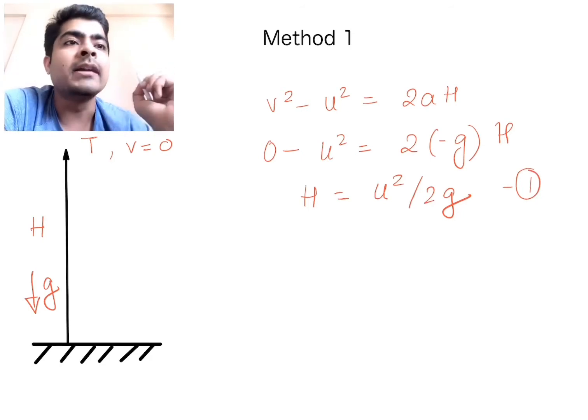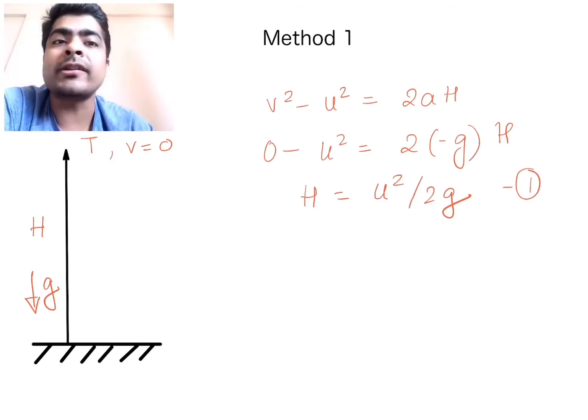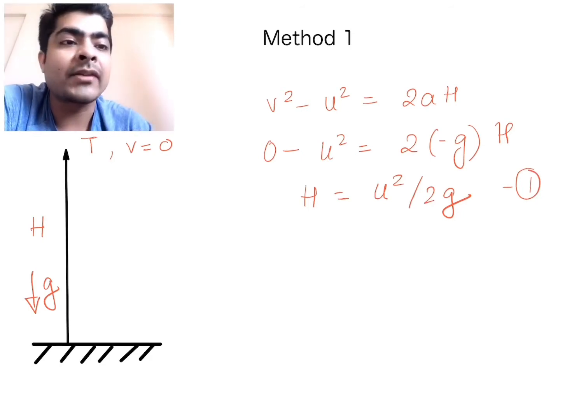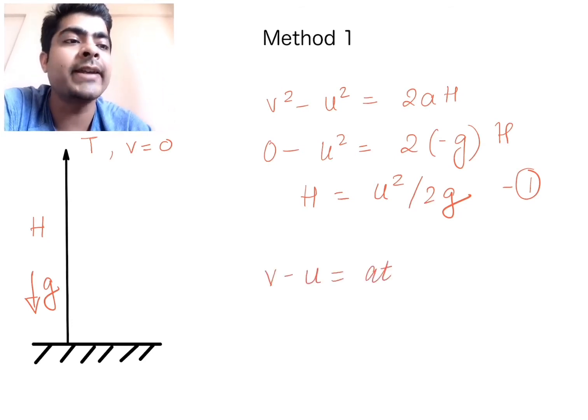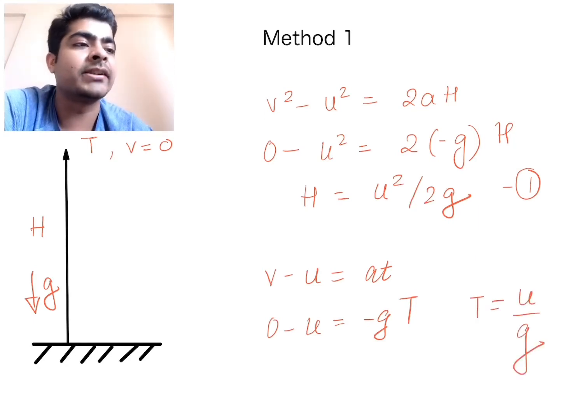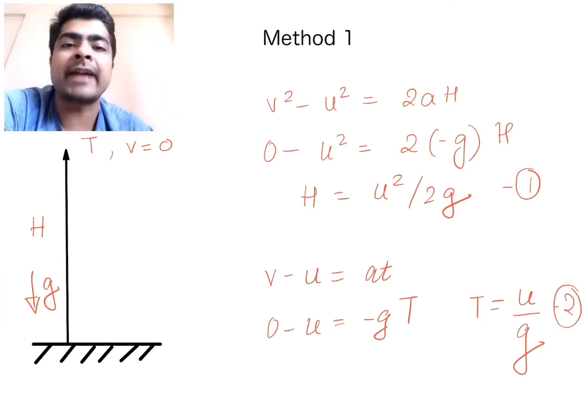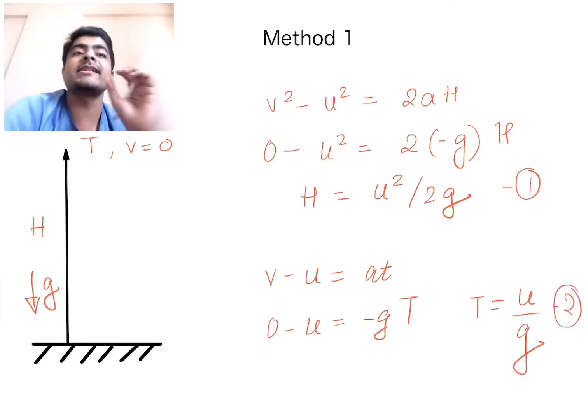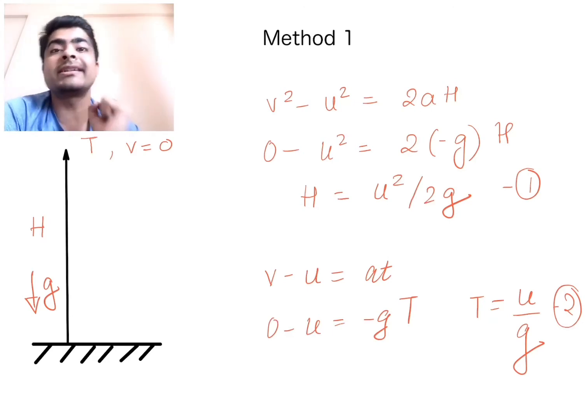Now I have one more equation related to the time capital T. Final velocity minus initial velocity equals at, so 0 minus u equals minus g times capital T. So we obtain from here that T will be u divided by g. This is the second equation that I will be using to solve my question.